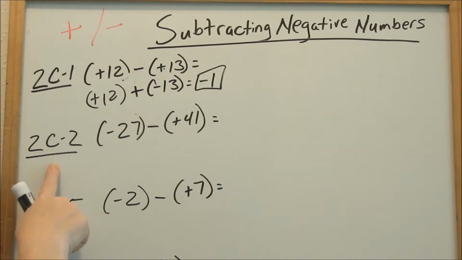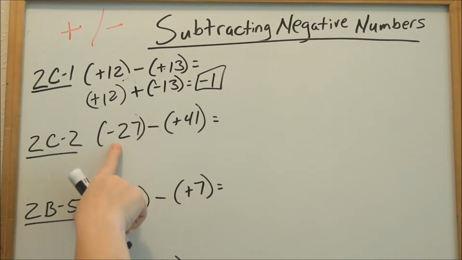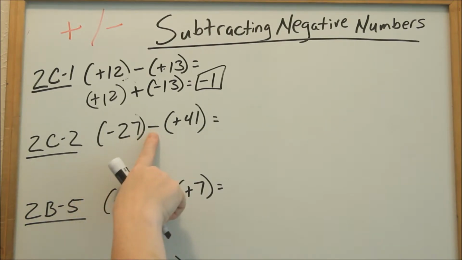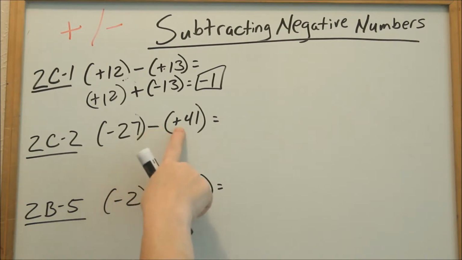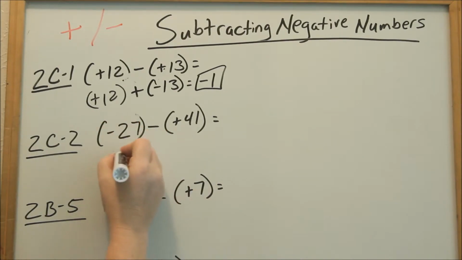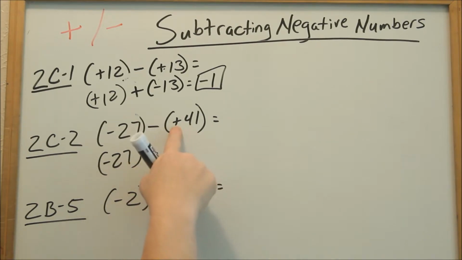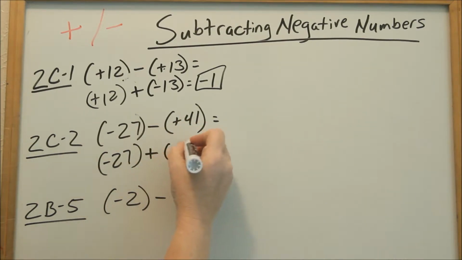Okay, let's look at 2C number 2. Again, you're not going to do anything to this first number. This first number means we owe 27. We're going to change this to a positive, and because this is a negative, negative means do the opposite, because negative is the opposite of addition. When you see a negative sign, view it as the opposite. So we're going to change this to a plus. Don't change your first number. Change this to a plus sign and then make this the opposite sign.